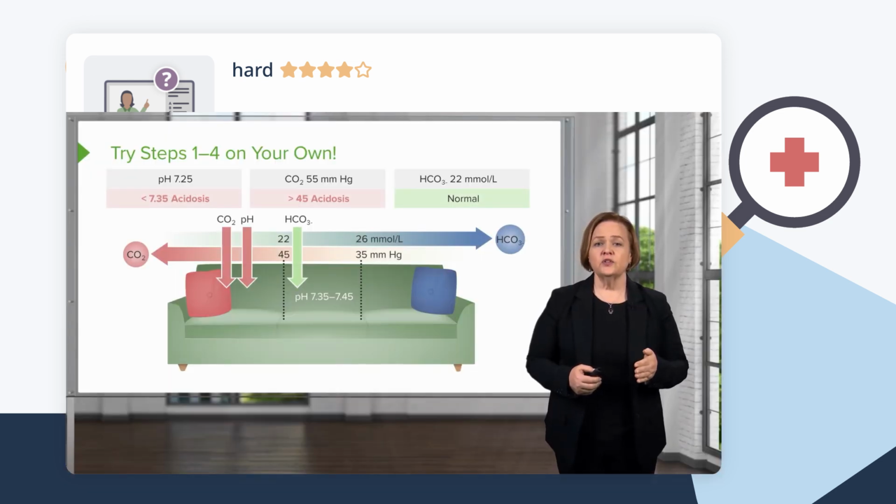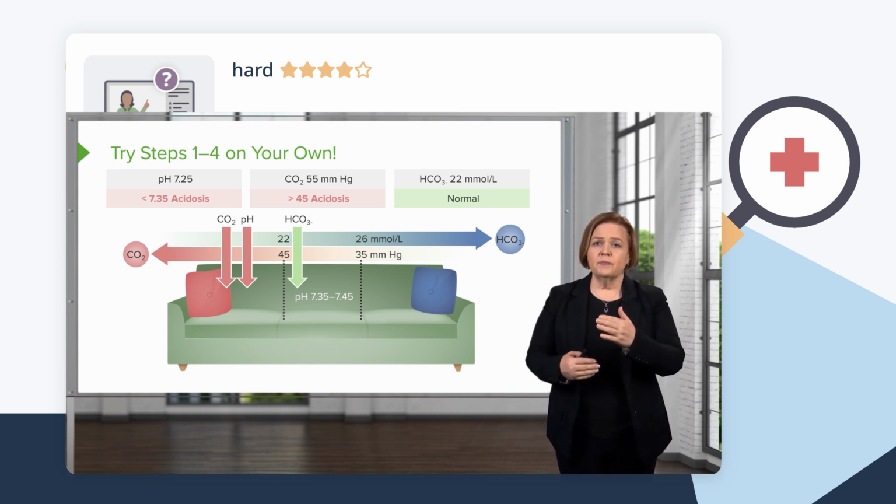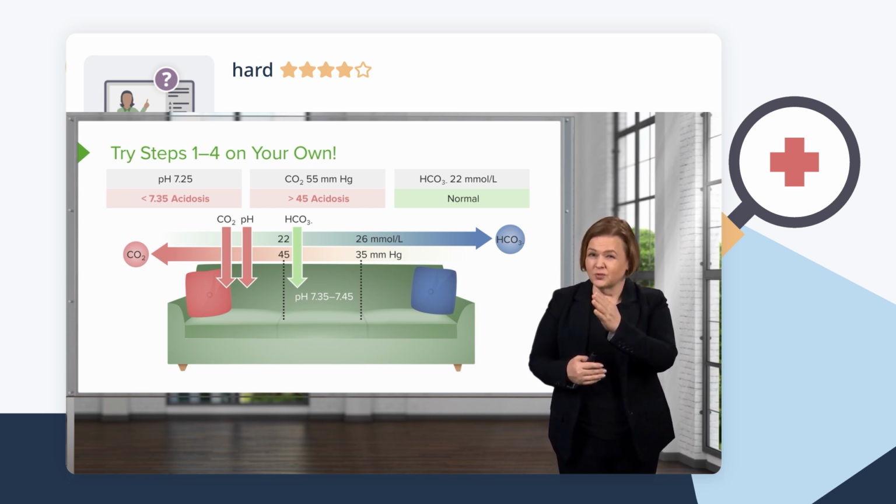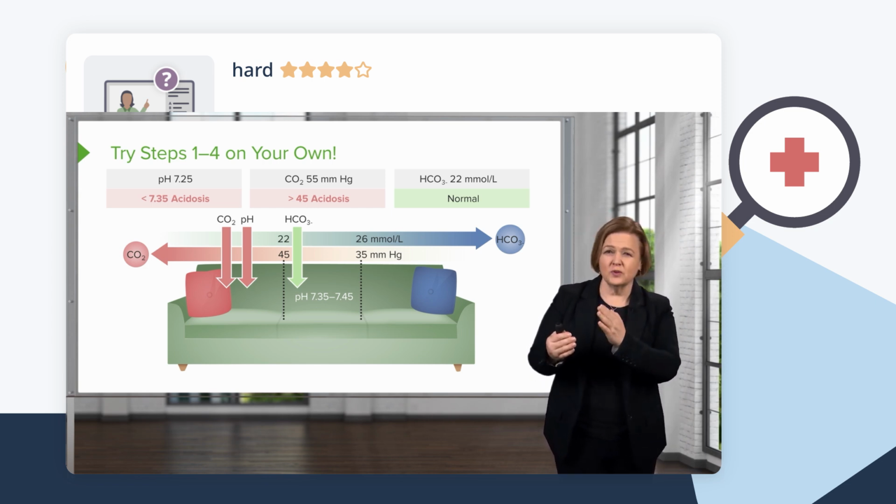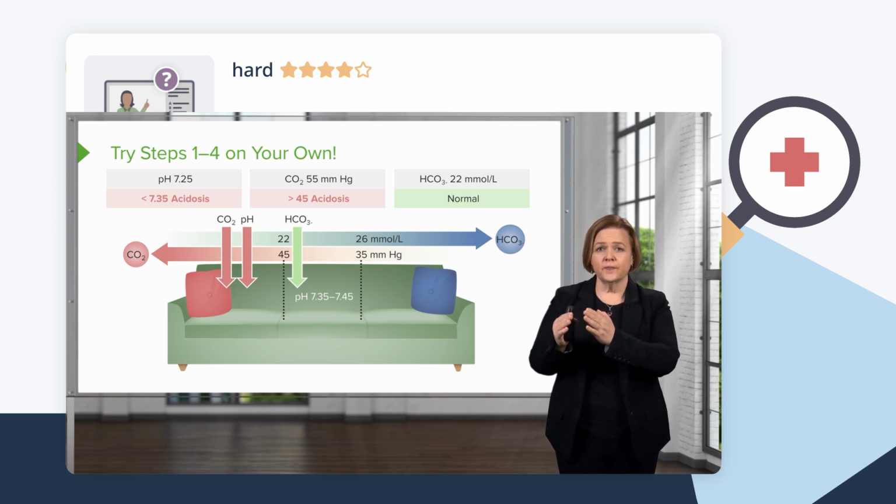pH of 7.25 is lower than the normal pH of 7.35, so we labeled it acidotic. Now, CO2 of 55 is more than normal, right? Because the normal CO2 level is 35 to 45. So we labeled that acidotic because we have excess CO2 in the blood or extra acid. Now, a bicarb of 22, bingo, that's right in the line, right? It's 22 to 26, so we're still within normal.